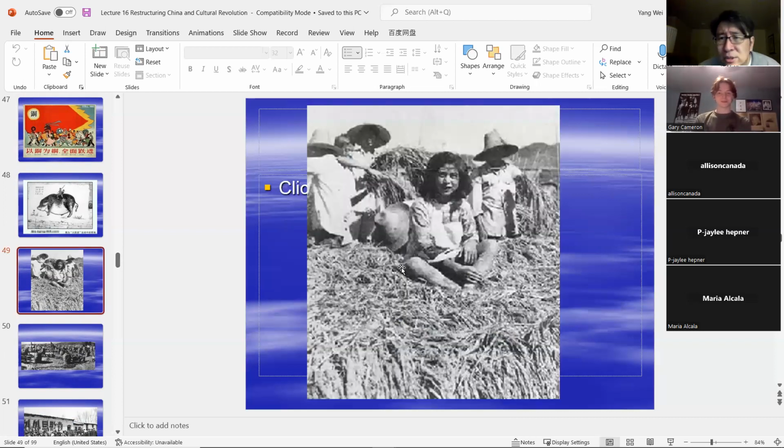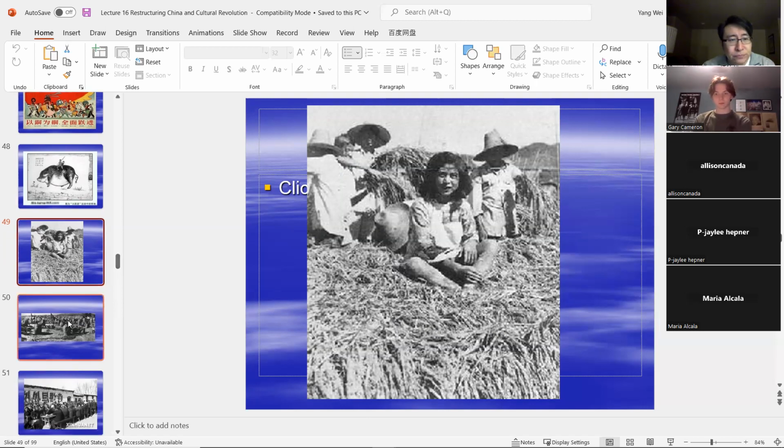This is from a local newspaper. A local newspaper reported that for one-fifth acre of land, not very big, one-fifth acre of land, the local farmers produced close to 5,000 kilograms of rice. That's impossible. That's totally impossible. Scientifically, that's impossible. But this is published in the communist newspaper.